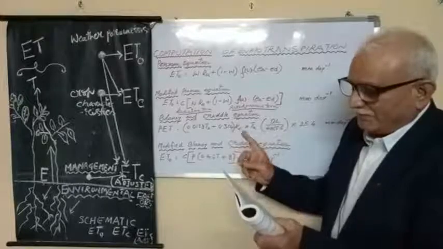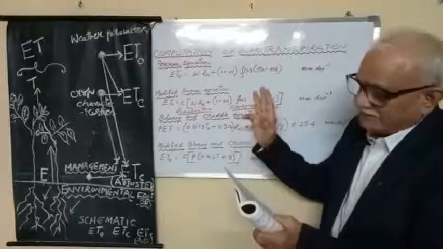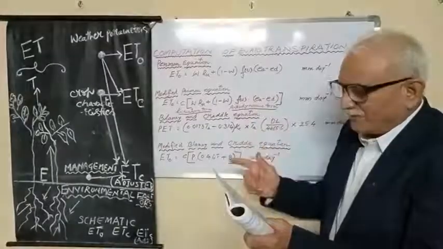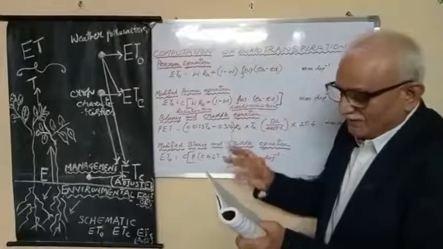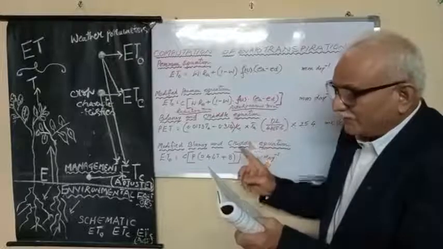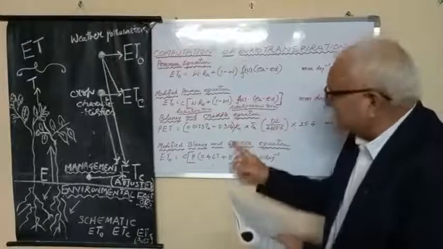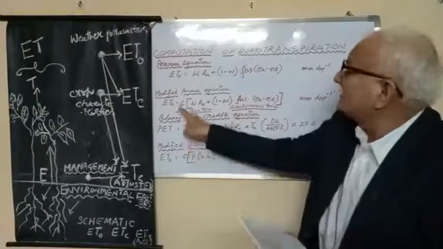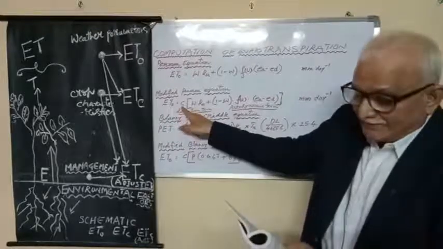EA is the saturation vapor pressure in millibars at the mean temperature in degree centigrade, and ED is the mean actual vapor pressure of the air. But what is the C here? It is the adjustment factor to compensate for the day and night weather effects. Please, twice I will read. What is this C here?